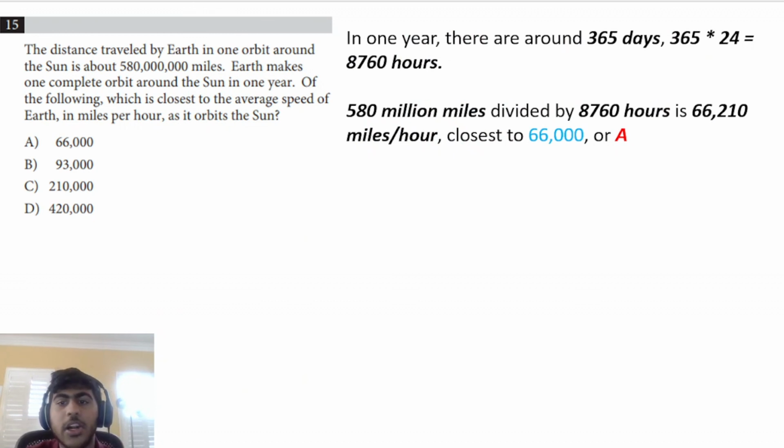Well, in a year there are 365 days, and each day has 24 hours. So in total you're going to get around 8,760 hours. Now 580 million miles divided by 8,760 hours is 66,210 miles per hour, which is closest to 66,000 miles per hour, or answer choice A. That'll be it for this set.